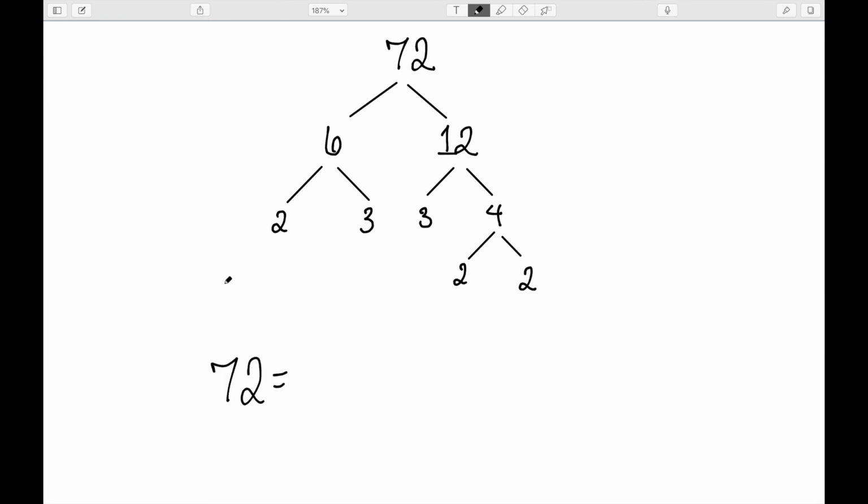So we can write 72 as a product of primes. We start with 2 cubed since there are 3 2's. And then we write 3 squared since there are 2 3's. So my final factorization of 72 is 2 cubed times 3 squared.